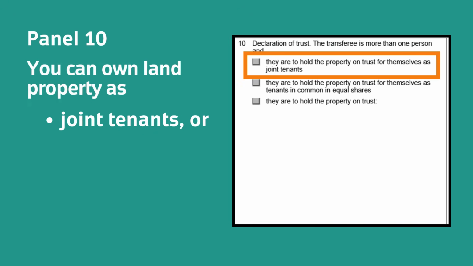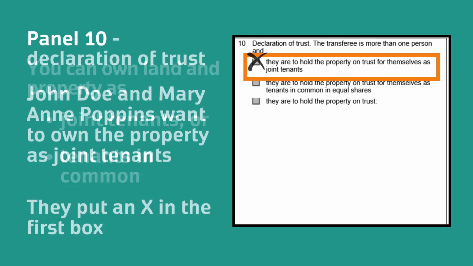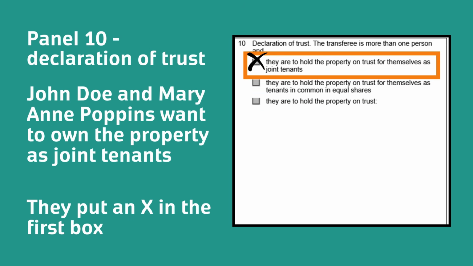You can own a property as either joint tenants or tenants in common. The type of ownership affects what you can do with the property if your relationship with a joint owner breaks down or if one owner dies. In our example, John Doe and Mary Ann Poppins want to own the property as beneficial joint tenants, so they put an X in the first box.